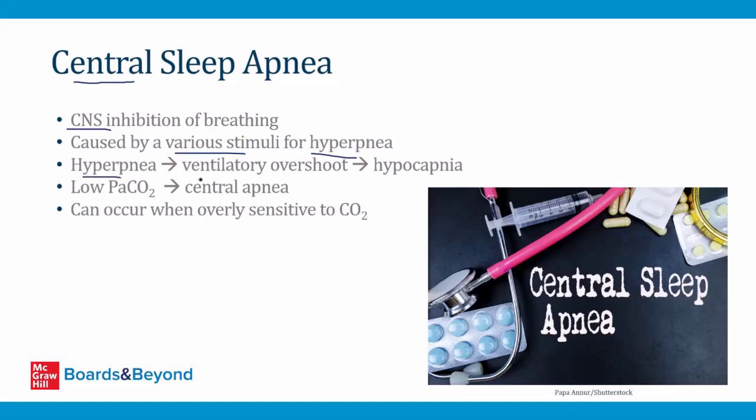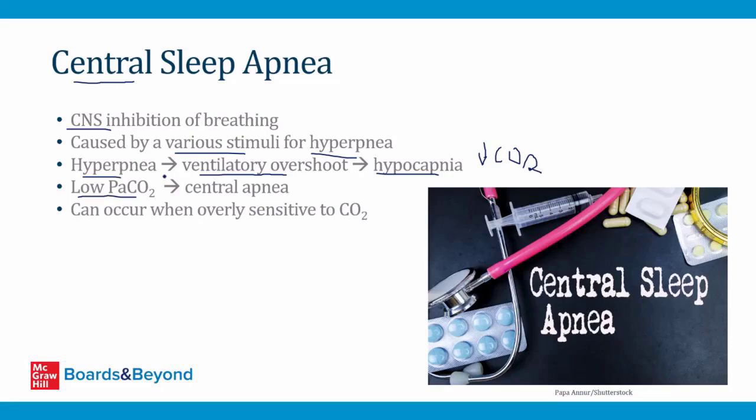The hyperpnea leads to what's known as ventilatory overshoot. Basically, the lungs overventilate the body, and this leads to hypocapnia, which is a fall in the level of carbon dioxide. That fall in the level of carbon dioxide is sensed by the brain, and normally when your brain senses low PaCO2, it lowers your respiratory rate.